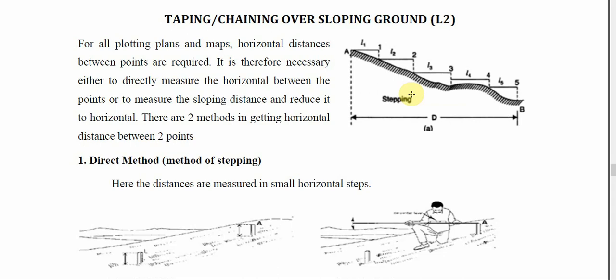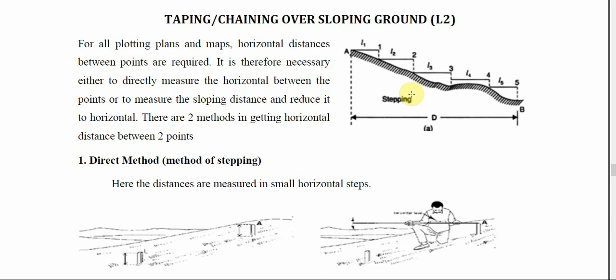But if the ground is sloping and you are holding the tape along the ground, then the distance you are measuring is the sloping distance. You are not measuring the horizontal distance. And if you want to plot a plan or a map, you need horizontal distance. You don't need sloping distance.